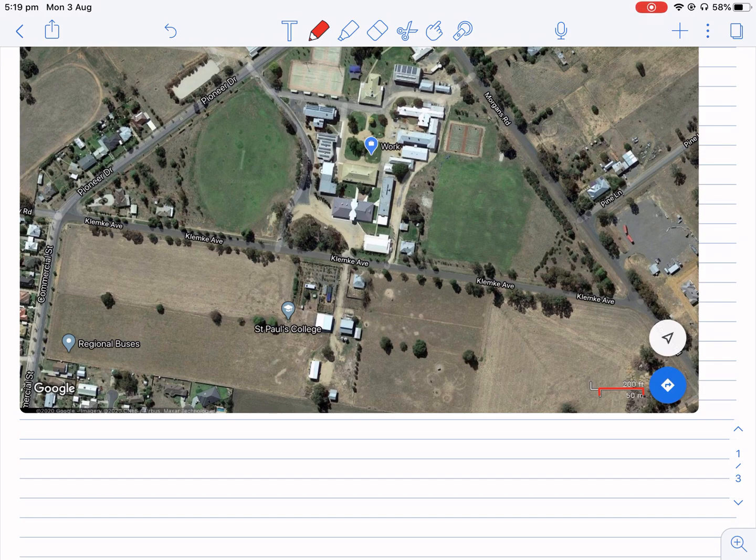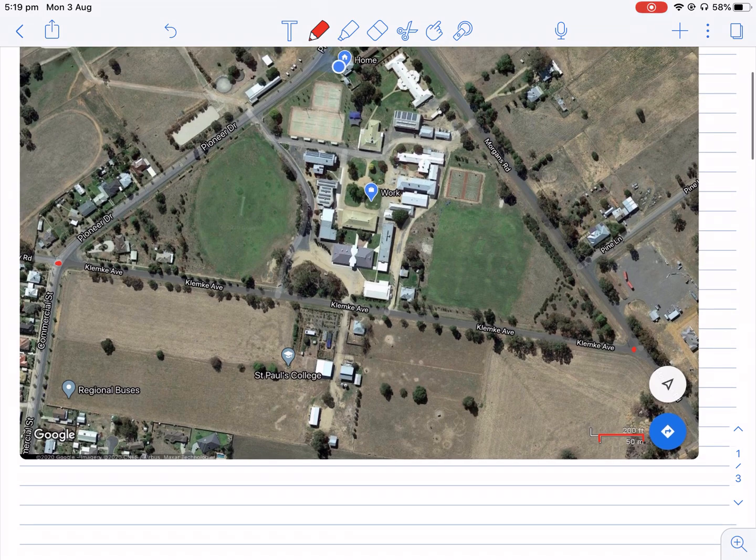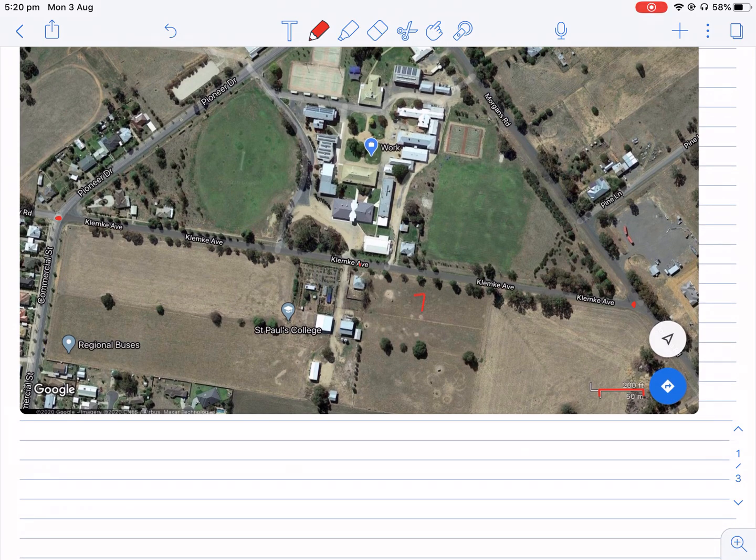Now, if I measure all the way along Klemke Avenue from here to here, well, that is 8 centimeters to there. I've got a short ruler. 8 centimeters to there and 7.2 centimeters to there. So it's 7.2 centimeters in the drawing.